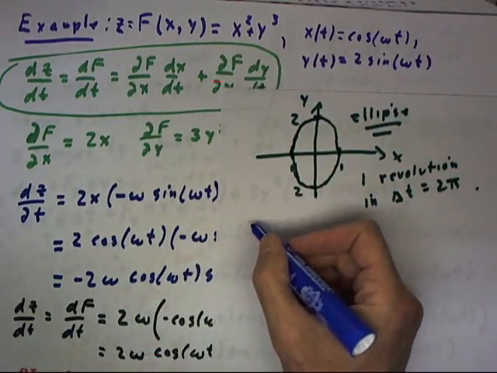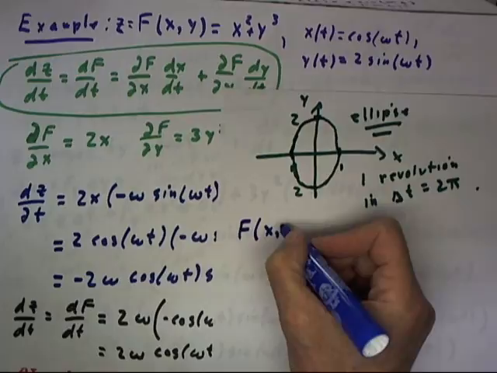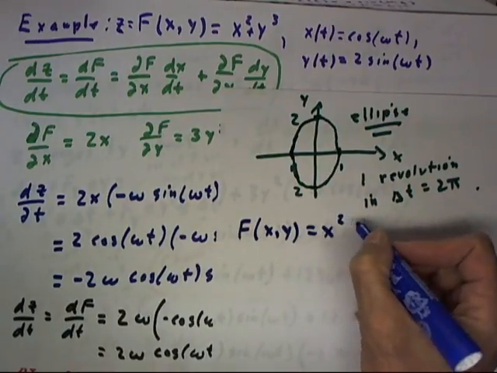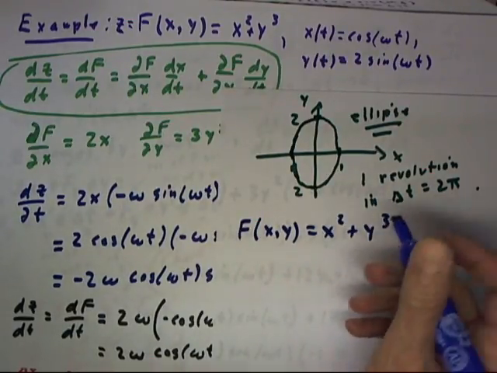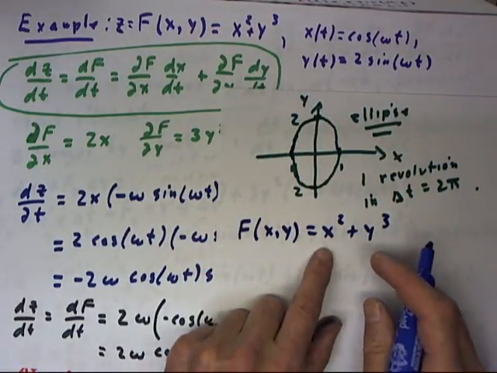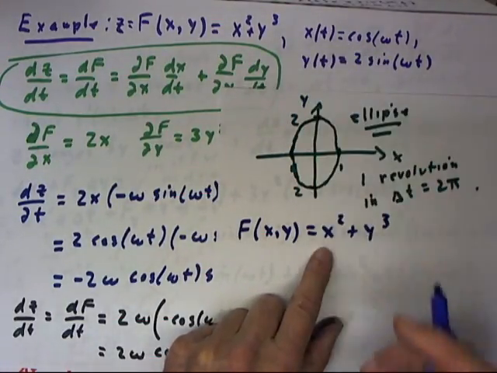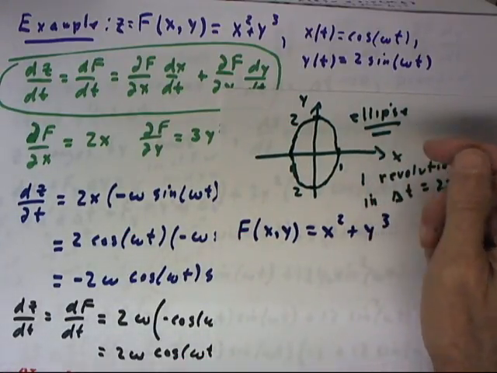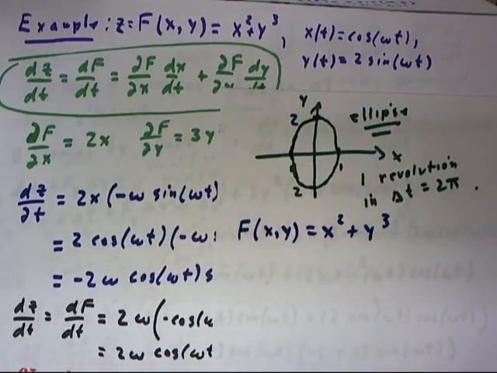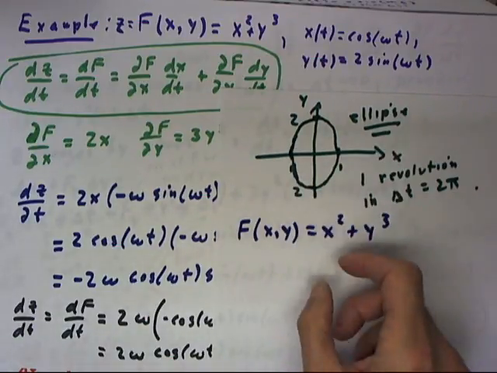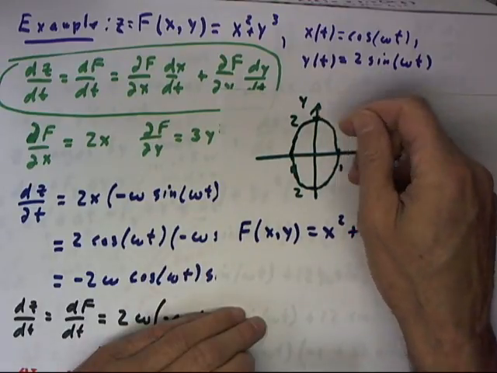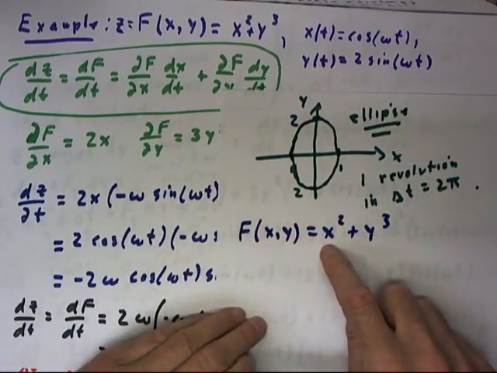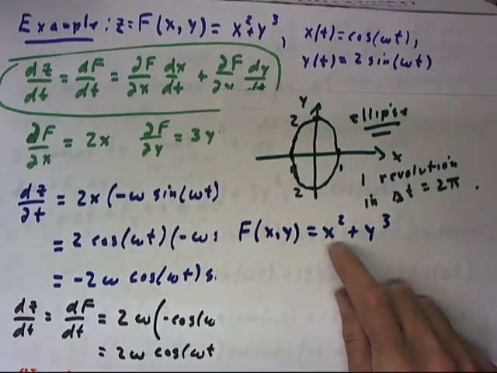Now f of xy equals x squared plus y cubed. How does that expression change as we move around this ellipse? Well, in the first place, we notice that x is never bigger than 1, so x squared is never bigger than 1. X squared is only 1 at t equals 0 and t equals pi, and then x decreases, and as x approaches 0, x squared approaches 0 rather quickly, more quickly than x does.